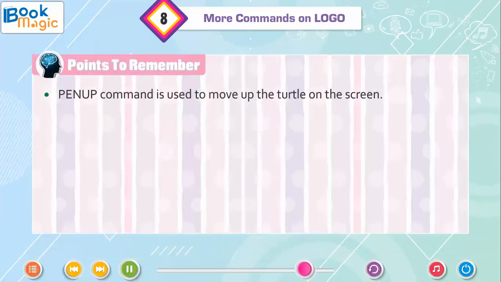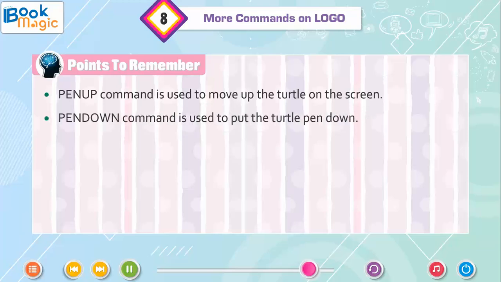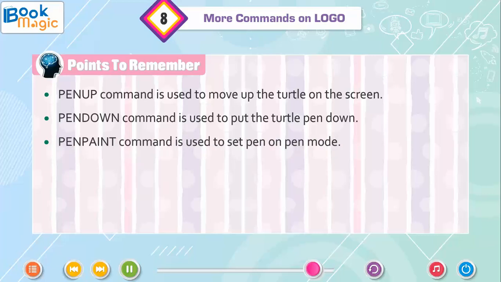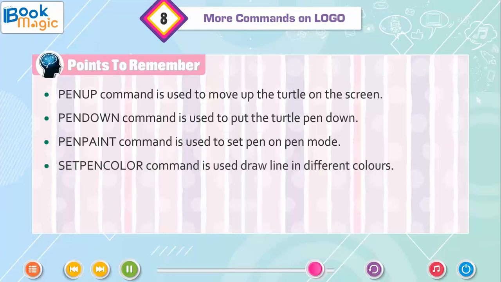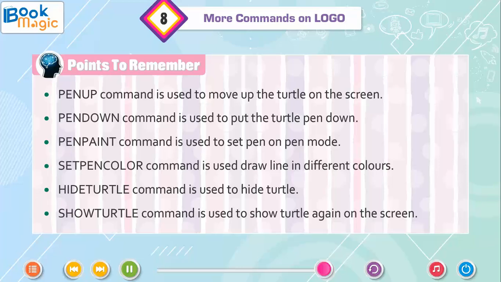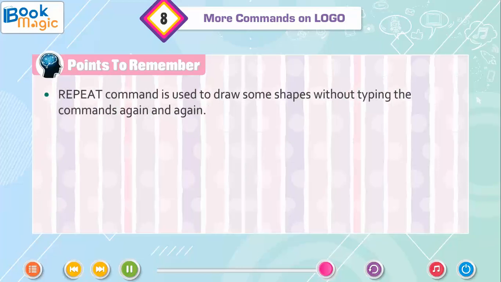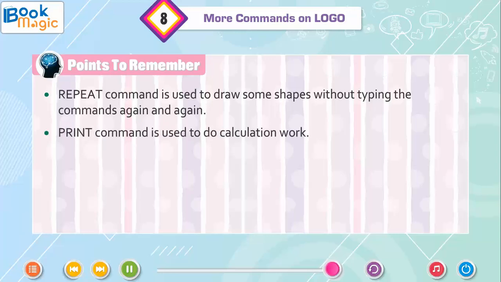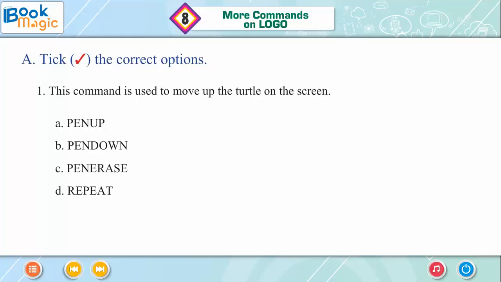Points to remember. Pen up command is used to move up the turtle on the screen. Pen down command is used to put the turtle pen down. Pen paint command is used to set pen on paint mode. Set pen color command is used to draw lines in different colors. Hide turtle command is used to hide turtle. Show turtle command is used to show turtle again on the screen. Repeat command is used to draw some shapes without typing the commands again and again. Print command is used to do calculation work. A. Take the correct option.